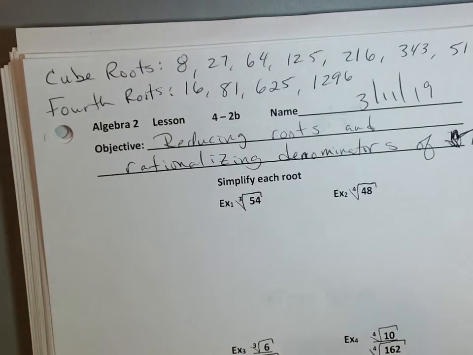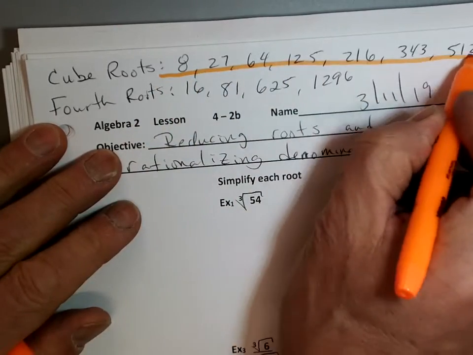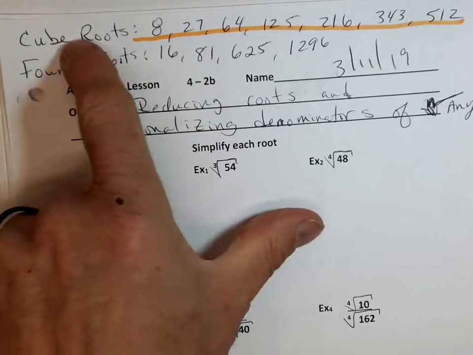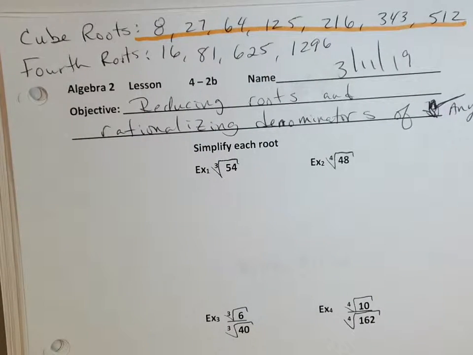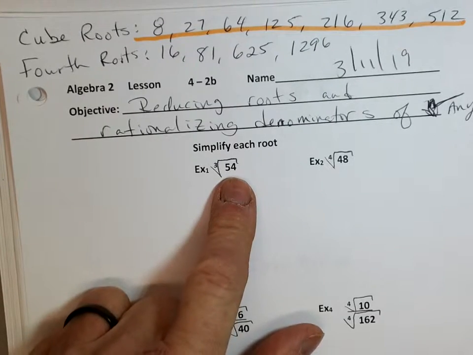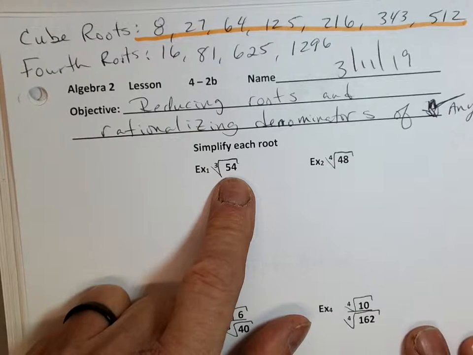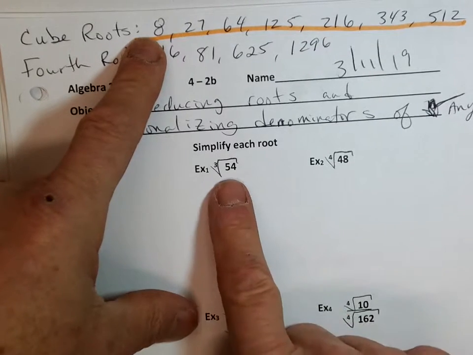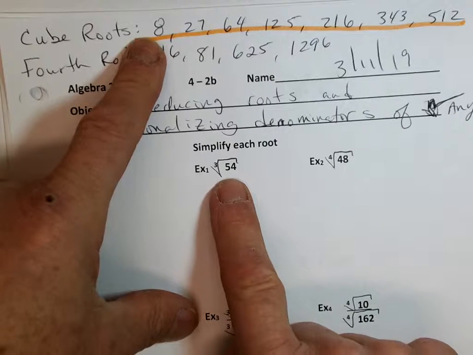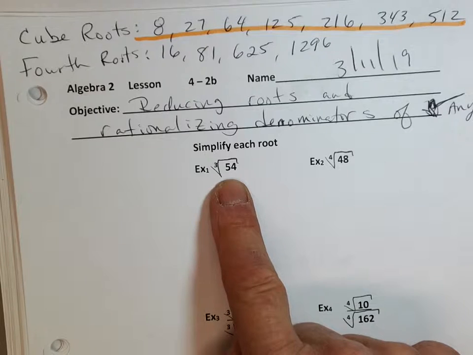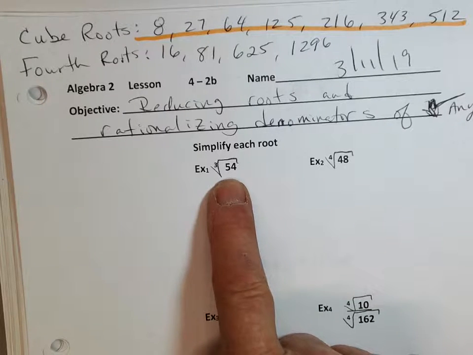Example 1 is a cube root, right? So let's look up here. So 54. What times what makes 54 that has one of these numbers? 8 and 9. Well, yeah, but it's got to be one of these numbers. 8's up there. Wait, 8 times 9 is 72.